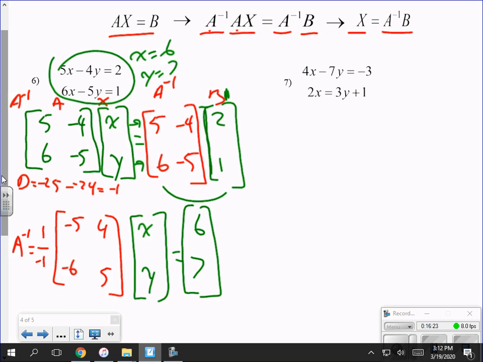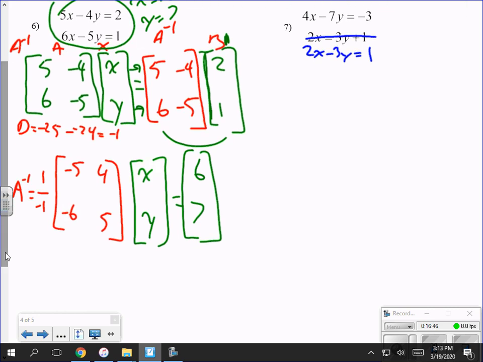So, let's do this again. Notice there's a problem. First thing I have to do is make it an actual system that I can solve properly, which means I need to rearrange this bottom equation: 2x minus 3y equals 1. Everything has to line up. Okay? So then I get my A, my X, and my B accordingly.